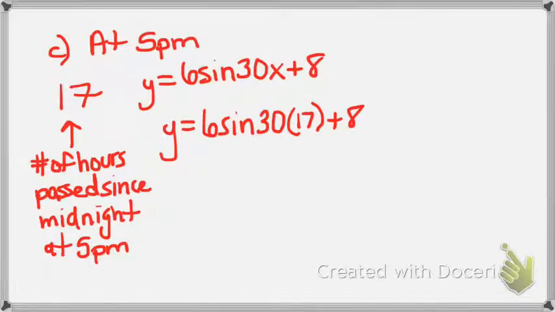Take your calculator and you can solve for y. Make sure you multiply 30 times 17 and then take the sine of that number when you're plugging things into your calculator. After you take the sine of 30 times 17, you multiply by 6, and then you add 8. Always follow BEDMAS. Y equals 11 meters. So the depth of the water is 11 meters at 5 p.m.